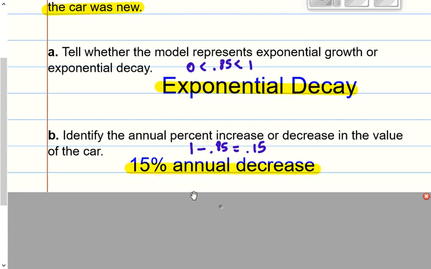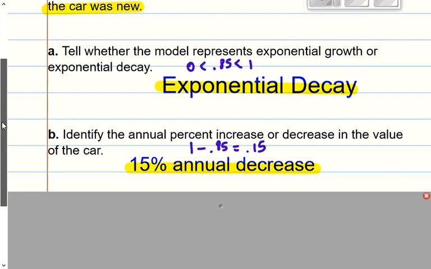So if it's an exponential decay, you do have a decrease. You take your B value and subtract it from 1, and that tells you your percentage. Now you notice we changed from 0.15 to 15%. Does everybody know how to do that? Just move your decimal over to the right, 1, 2 places, and you get your 15%. Okay? One more piece to this.